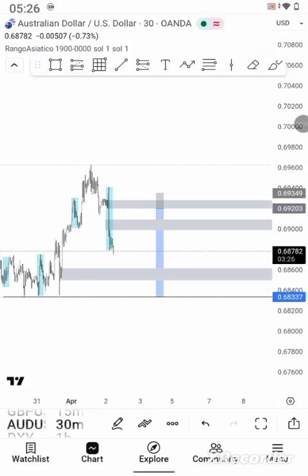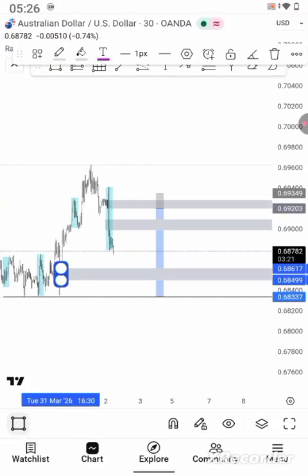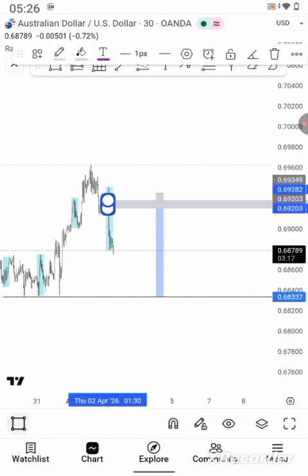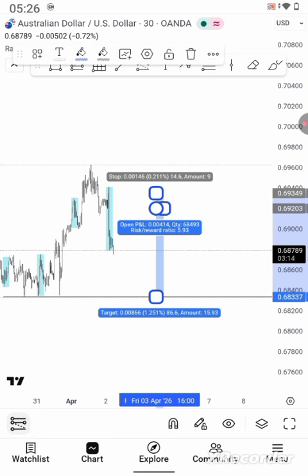That I didn't take this trade yesterday. Let me delete all this because of the timing, because I trade time and price. I don't just take trades at any time.